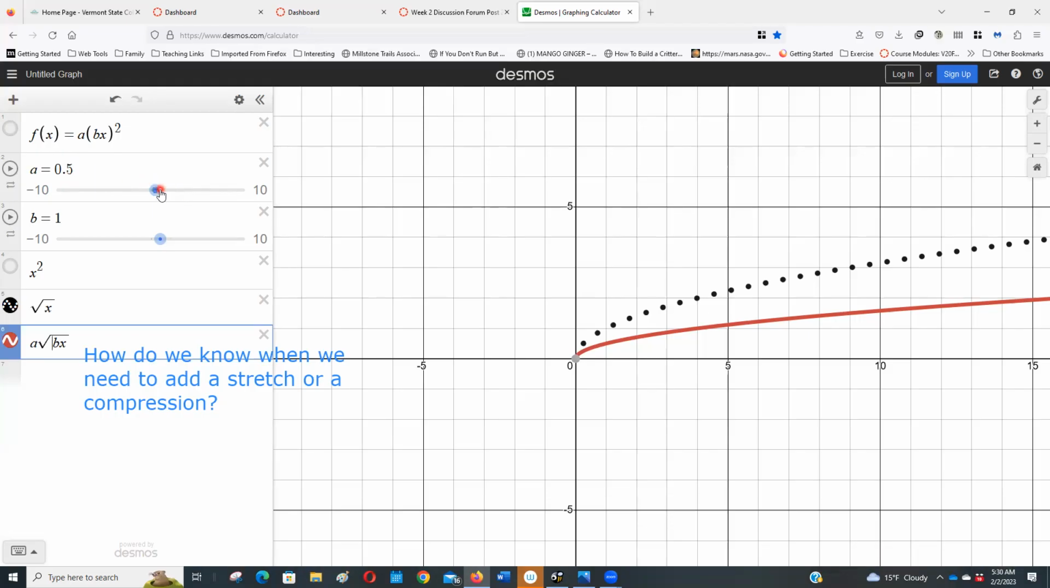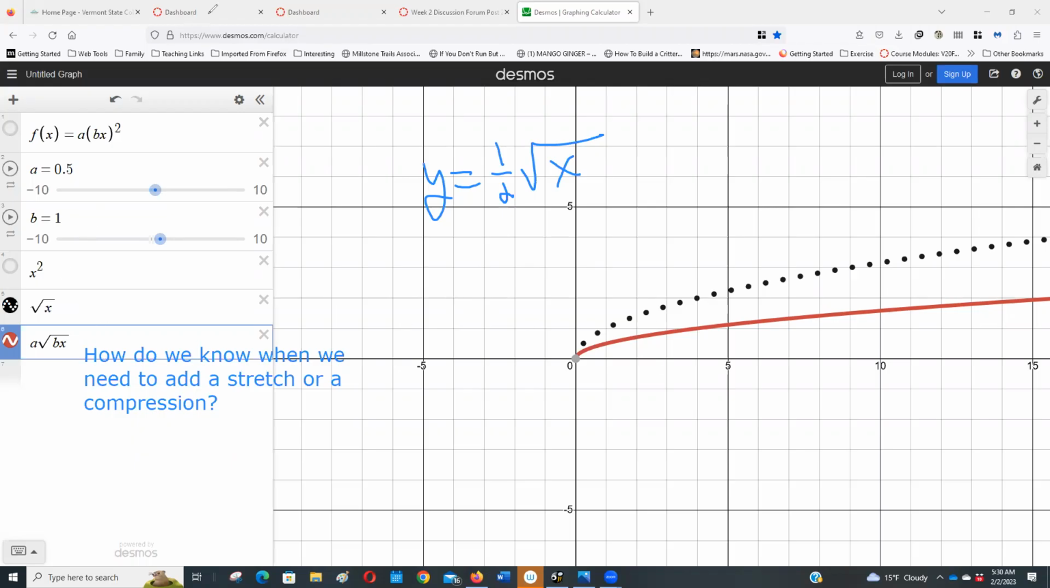Do I get a board here? Let me see if I can write. So I would write y equals 1/2 the square root of x. I don't remember what I was just thinking, but that's what I would write for that red graph.